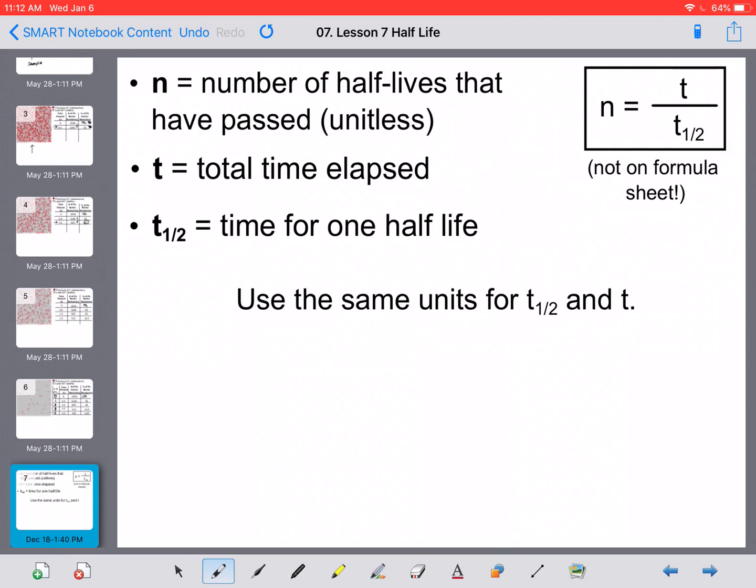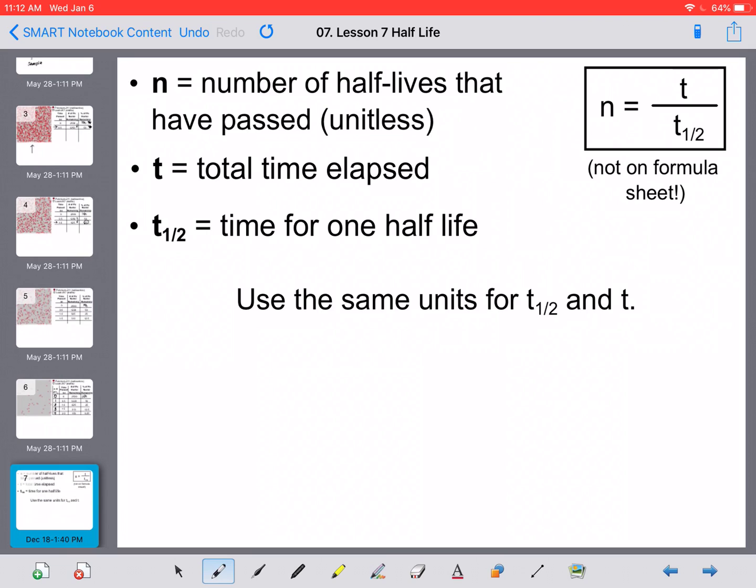Alright, so introducing the first formula for half-life. So it's this formula here that has a box around it. Just be aware that's not on the formula sheet, so you will need to memorize that one. n stands for the number of half-lives that have passed, and that is a unitless value. t is the total time that has gone by, and T1/2 is the time for 1 half-life.